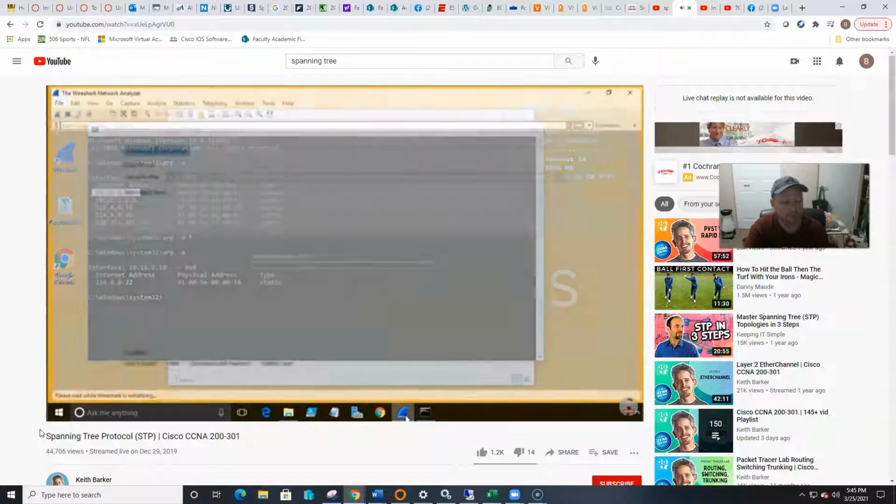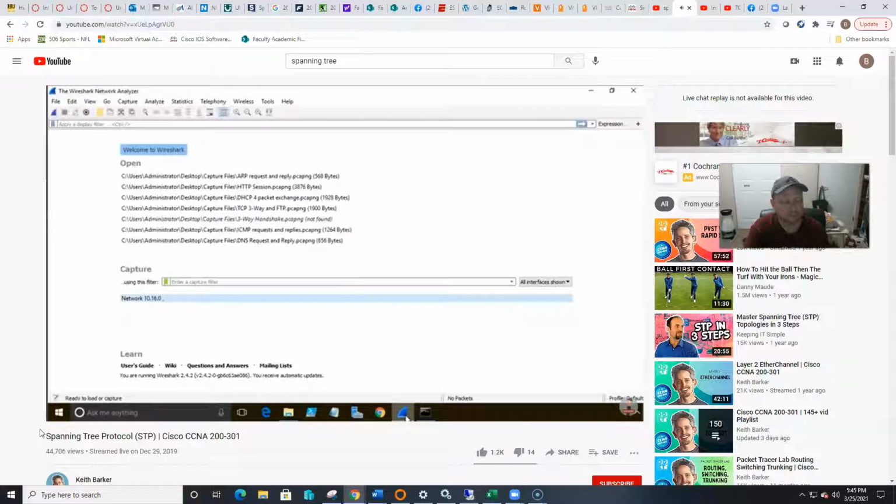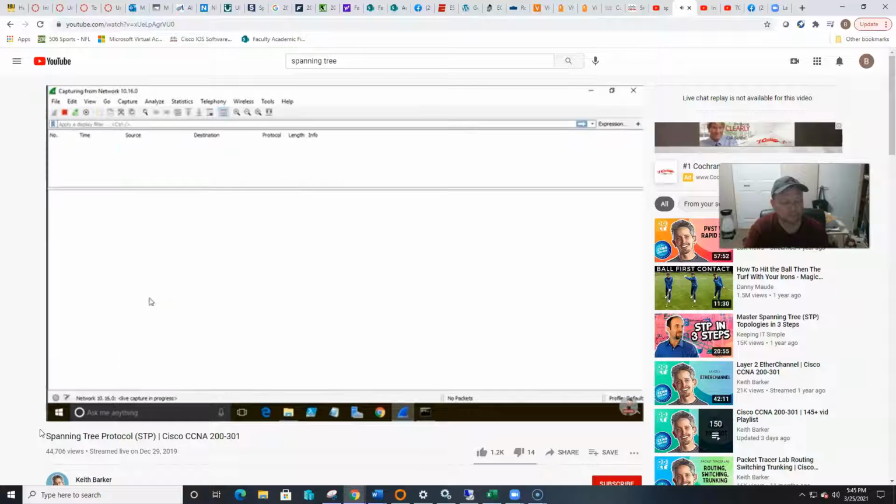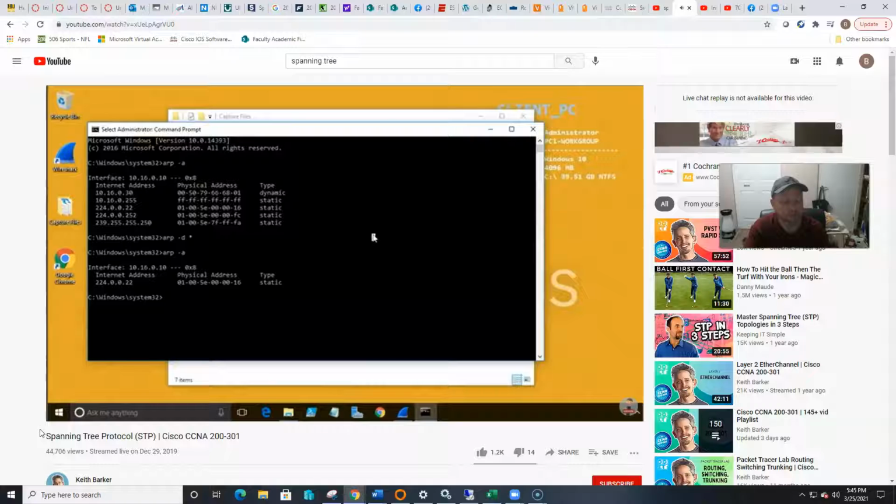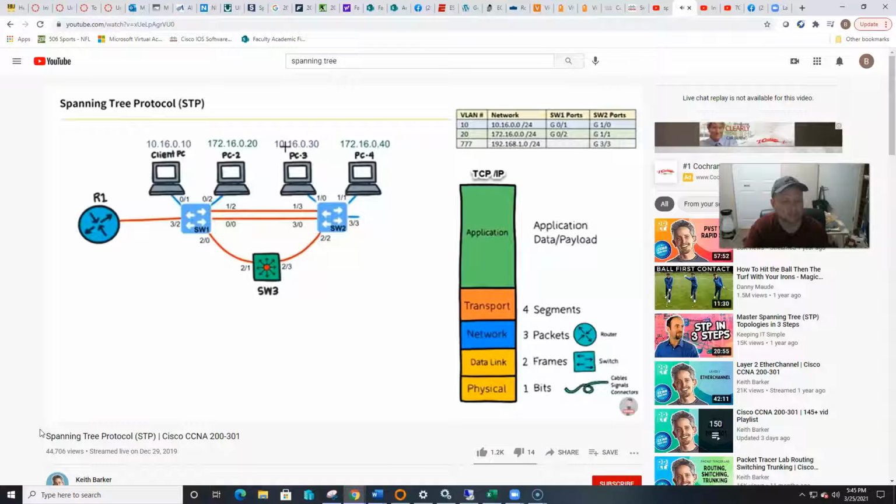So we'll launch Wireshark. It's just a fun protocol analyzer. This is local on Bob's computer, and we'll capture all the traffic going in and out of this interface. We'll minimize that, and then we'll just do a ping. So we'll do a ping to PC3, which is 10.16.0.30. I'm just going to check my diagram again. Okay, same logical IP network, same VLAN.